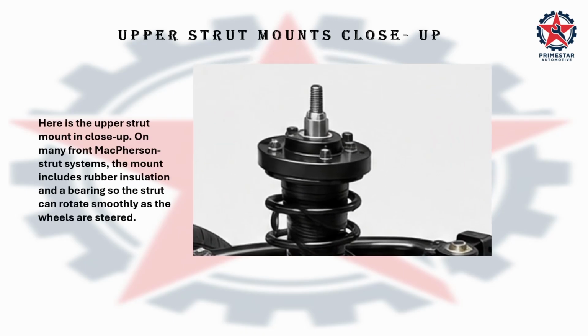Here is the upper strut mount in close-up. On many front MacPherson strut systems, the mount includes rubber insulation and a bearing so the strut can rotate smoothly as the wheels are steered. We will dive into this in great detail when we tackle the MacPherson strut suspension system in our future lessons.